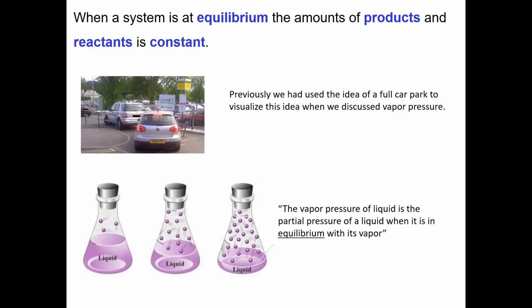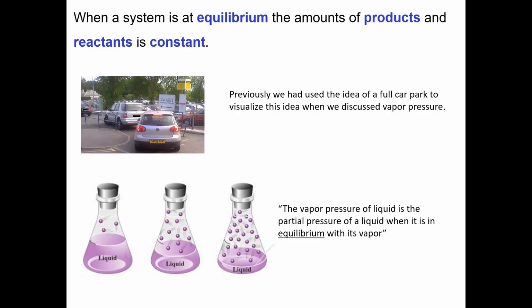An important quality of systems that are at equilibrium is that the amount of products and reactants remain constant. There are a couple of analogies that you can use to think about this. One example is imagining a car park that is completely full. Even though it is completely full, because the rate of cars entering equals the rate of cars leaving, something is always happening. Cars are always entering, cars are always leaving, but the number of cars in the car park doesn't change. So that's a good example.